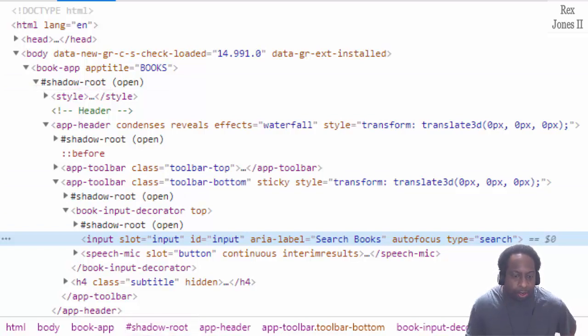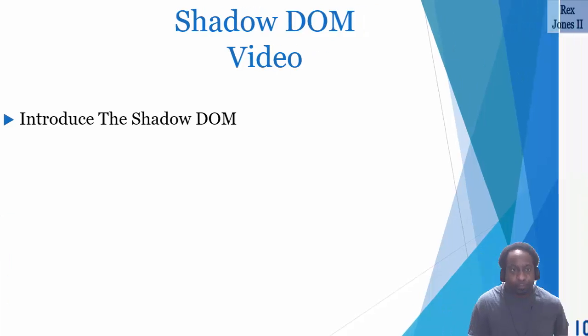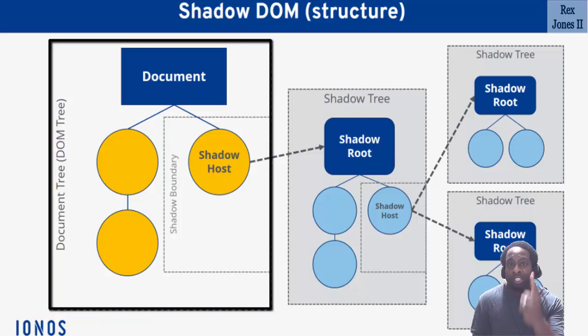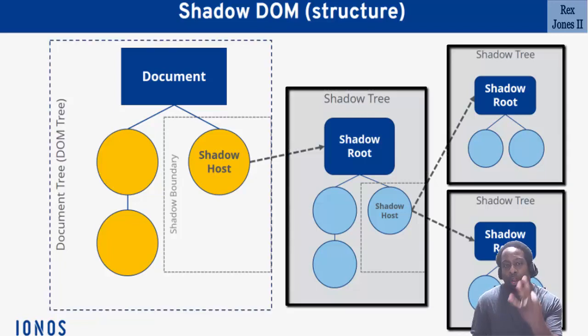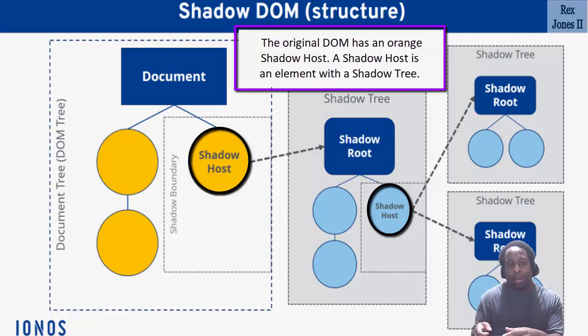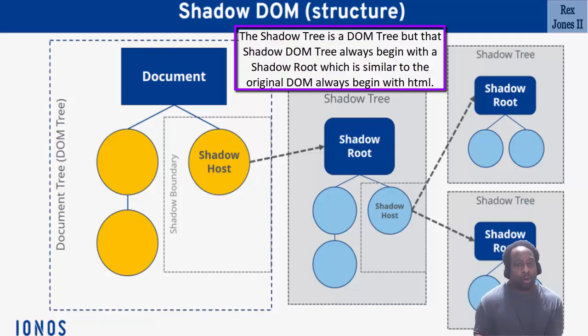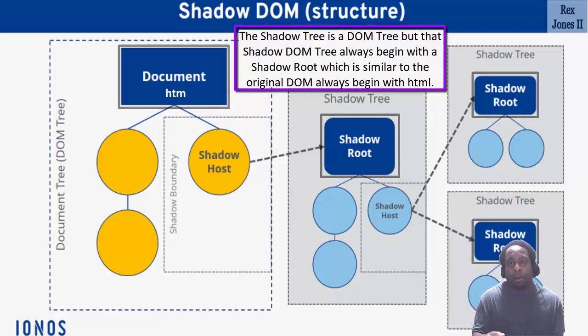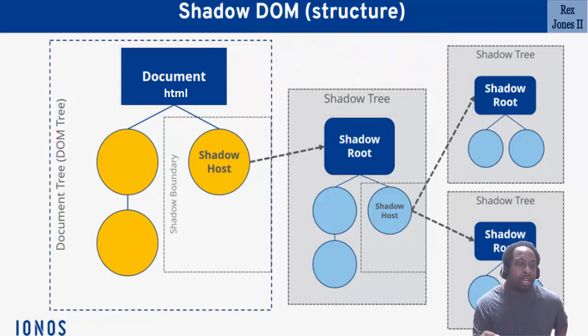I found this diagram on the internet, and it shows the shadow root structure. We have one original DOM and 3 shadow DOMs. The original DOM has an orange shadow host. A shadow host is an element with a shadow tree. The shadow tree is a DOM tree, but that shadow DOM tree always begins with a shadow root, which is similar to the original DOM, which always begins with HTML. It has its own DOM tree with elements and a possible shadow host.